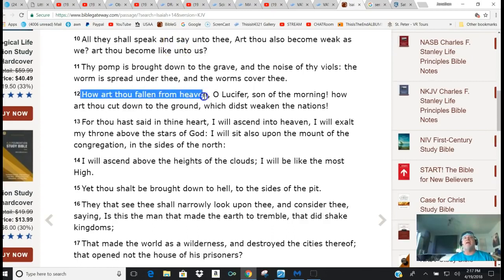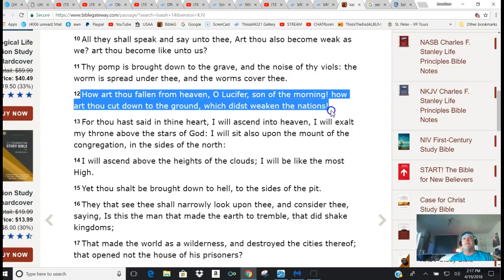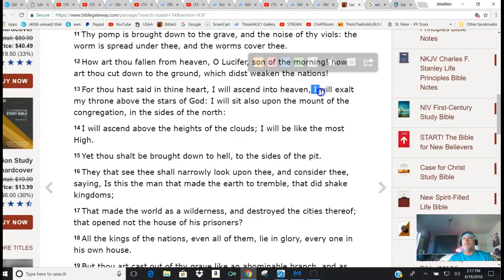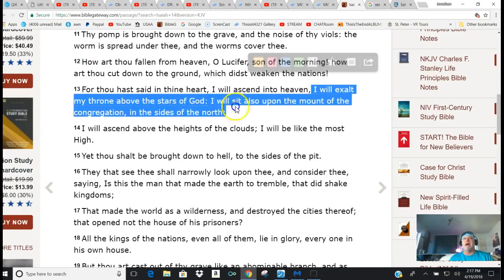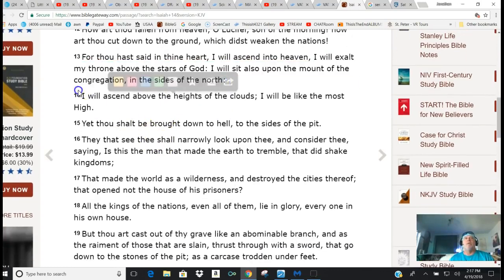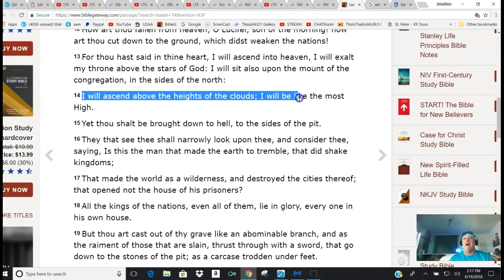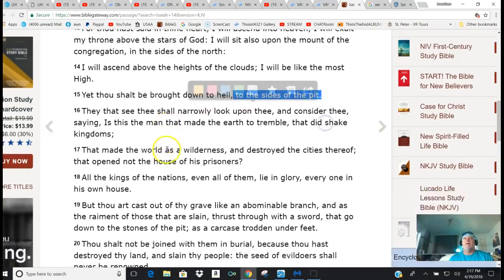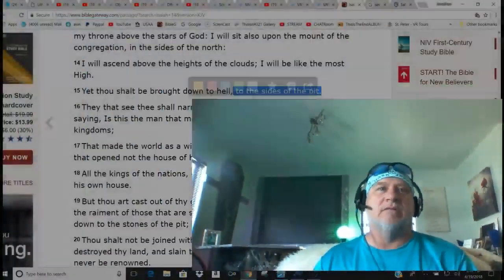For how art thou fallen from heaven, O Lucifer, son of the morning? How art thou cut down to the ground, which didst weaken the nations? For thou hast said in thine heart, I will ascend into heaven. I will exalt my throne above the stars of God. I will sit upon the mount of the congregation in the sides of the north. I will ascend above the heights of the clouds. I will be like the Most High. Yet thou shalt be brought down to hell, to the sides of the pit. Okay, so we all know that Lucifer was cast down to hell.